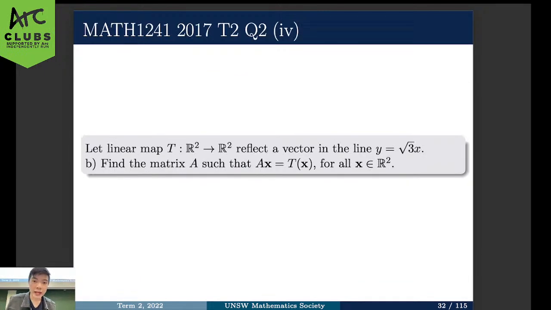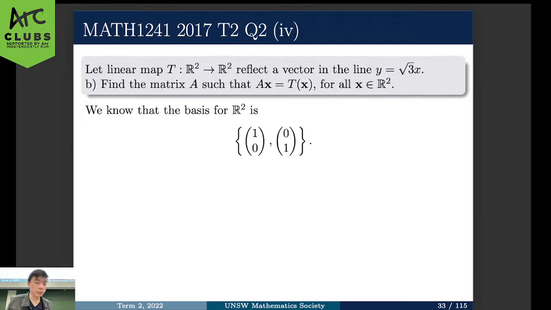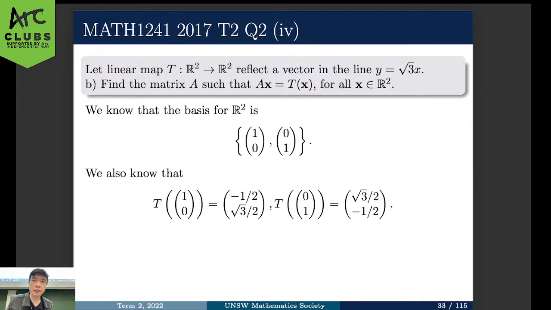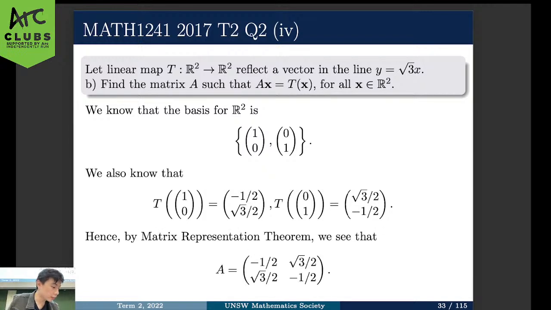So we have a linear map, which we know is defined by this reflection, and we need to find the matrix A for this transformation. So from our last question, first we know that the basis of R2 is given by (1, 0) and (0, 1), and we've actually found out what these are transformed to in the first part. So what we do is we put it into a matrix. Here we see that the first basis being transformed is the first column, and the second basis being transformed is the second column. And that's how it's done.